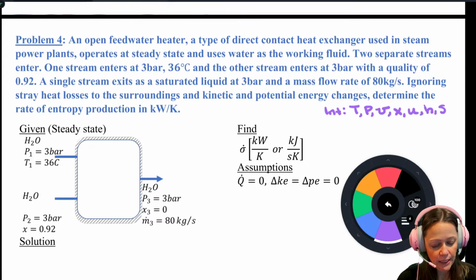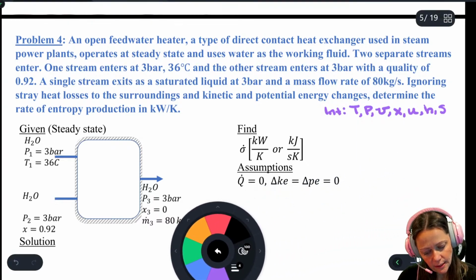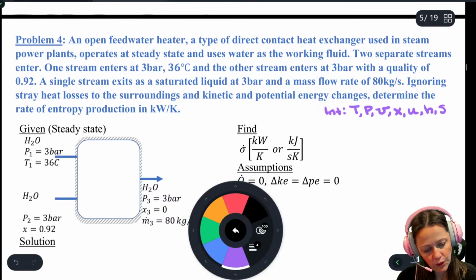So I do need the rate of entropy production, and they want it in kilowatts per Kelvin. And you remember a kilowatt is a kilojoule per second. So kilojoules per second Kelvin and kilowatts per Kelvin are the exact same thing. All right, if we look at the very last line here, we ignore stray heat losses.